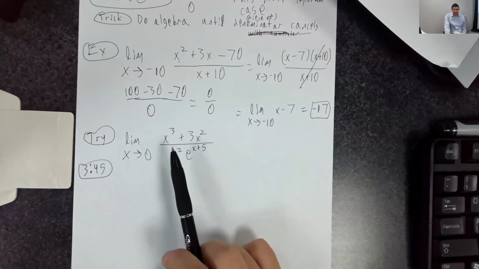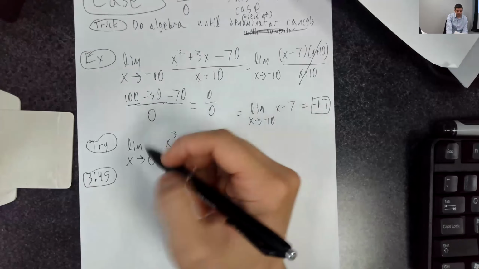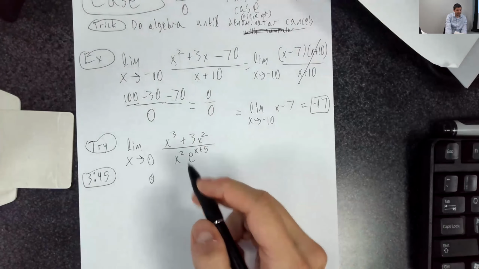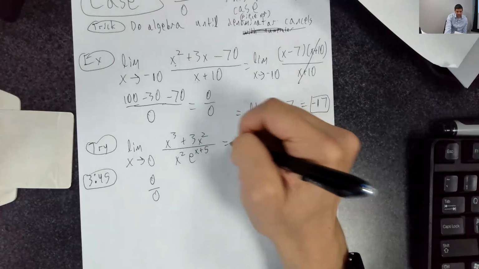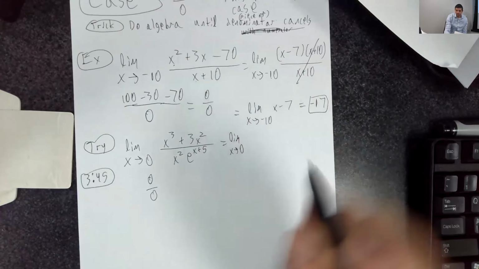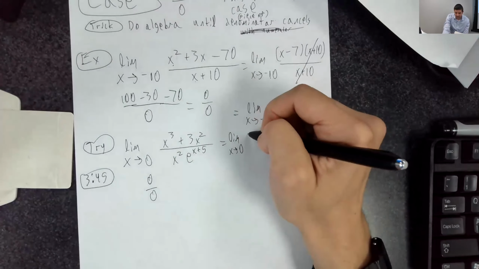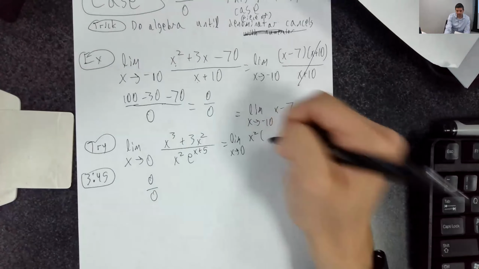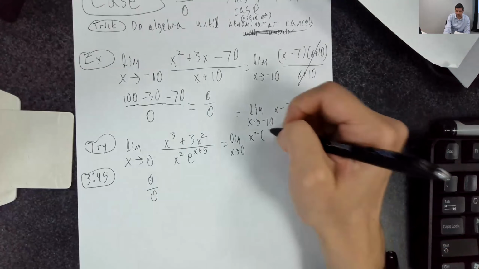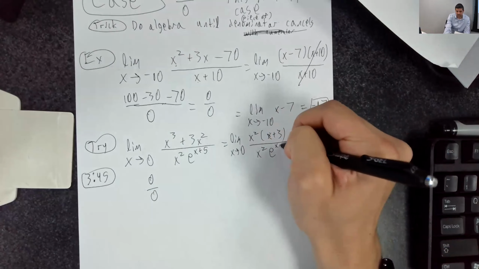Okay, when we plug 0 into the numerator, what do we get? 0. 0 into the denominator, we get 0. What algebra could we do? We'll try to factor. What could I factor out in the numerator? What's in both terms? X squared. Jonathan. Okay. X squared, and I'm left with x plus 3 over X squared times e to the x plus 5.